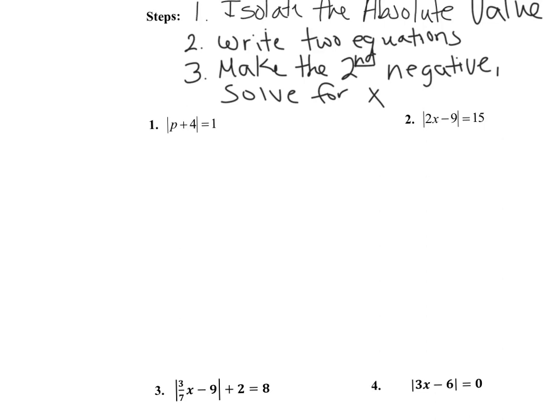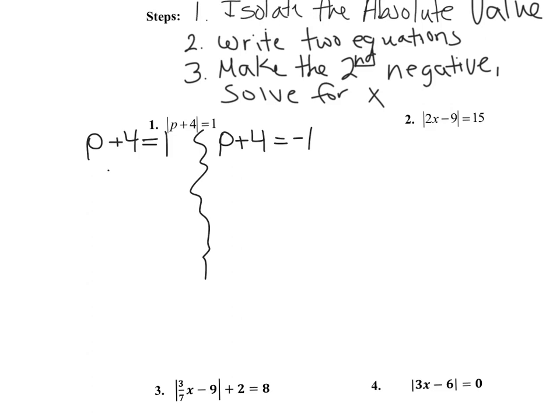So the first thing we're gonna go ahead and do is we're going to do step 2, which is write 2 equations. So what I like to do is I like to split them down the middle, and that allows me to go ahead and do my equation on either side. So I've got my first one, my p plus 4 is equal to 1, and then I've got my p plus 4 now is equal to, now we said 2 equations, but we have to do step 3, which is make the second one negative. So we got to take this one and make it a -1, okay? And then we solve for x.